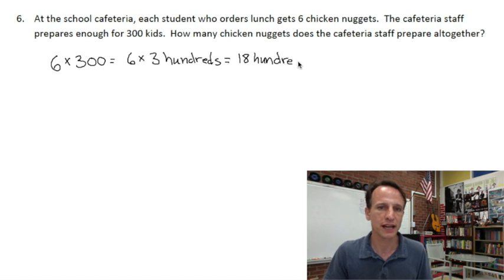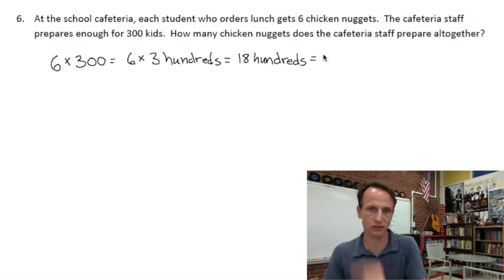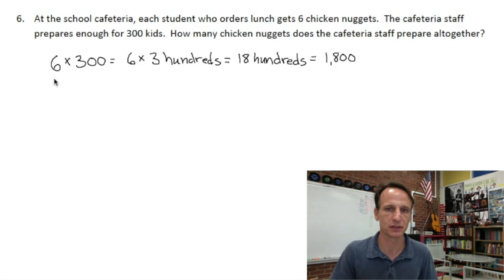And to write that in standard form as a regular old number is what? 18, we'll picture the 1, 8. The 8 is in the hundreds place. 0 tens, 0 ones. 1, 8, 0, 0. 1,800. So there's the math in just a simple statement.